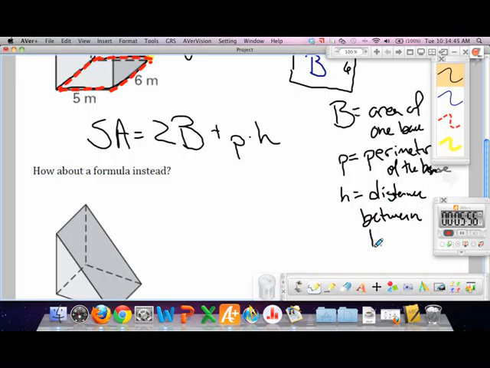The reason I say this is because if you attach the word height, most people think of height as up and down, as vertical. But the height doesn't have to be vertical. There's nothing that says it has to be. In fact, in our second example here, we're going to find a height that's not vertical. The height is the distance between the two bases. So you have to identify what the bases are and then find its distance.